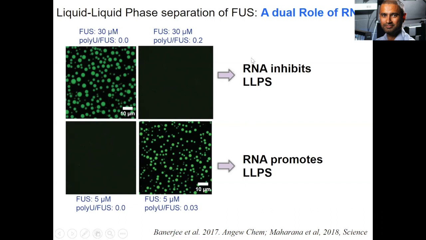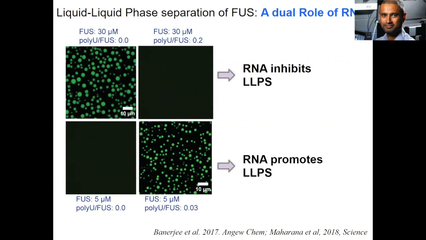So what this set of data suggests is basically a model where RNA auto-regulates phase separation of this RNP. And again, I'm going to focus on FUS today, but this is a defining feature of many nuclear RNA-binding proteins, TDP43, HNRNPA1, and so on.